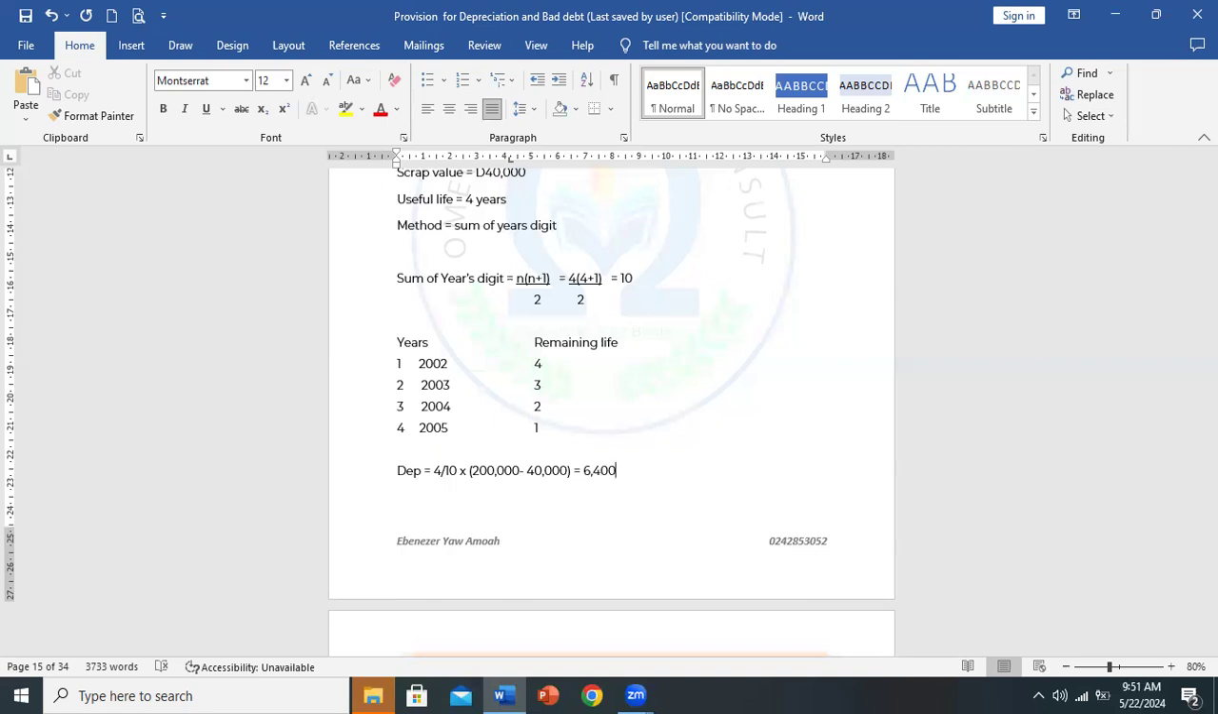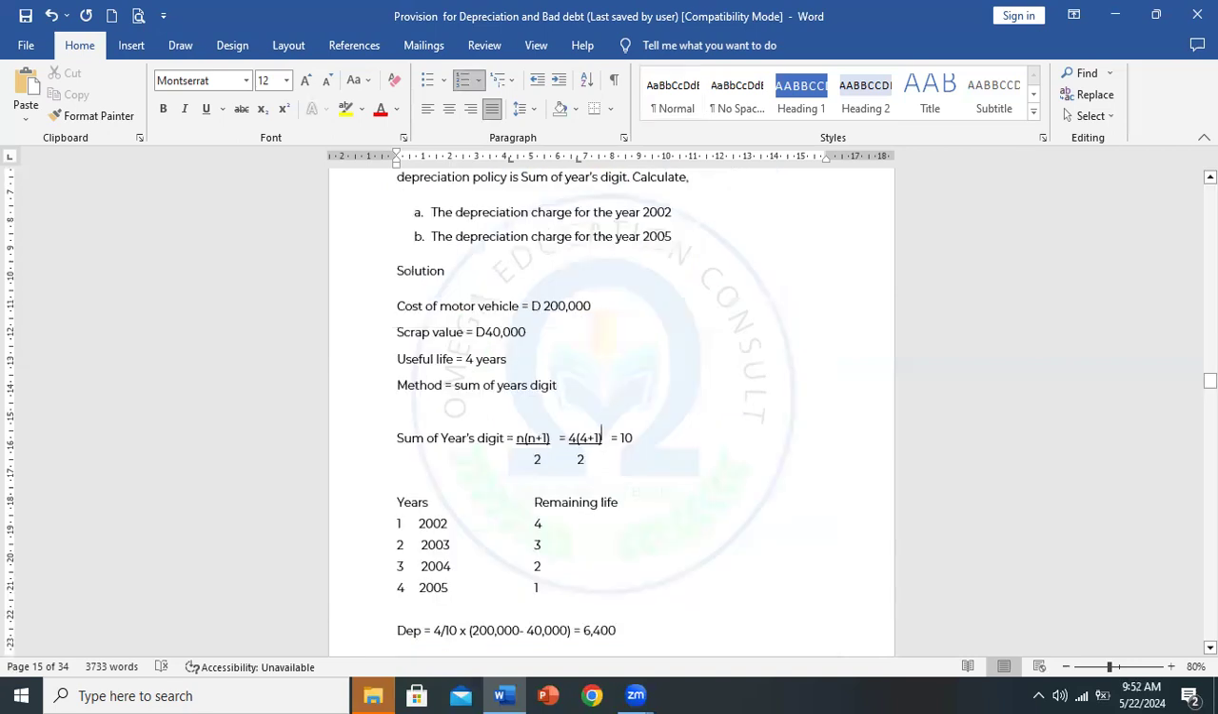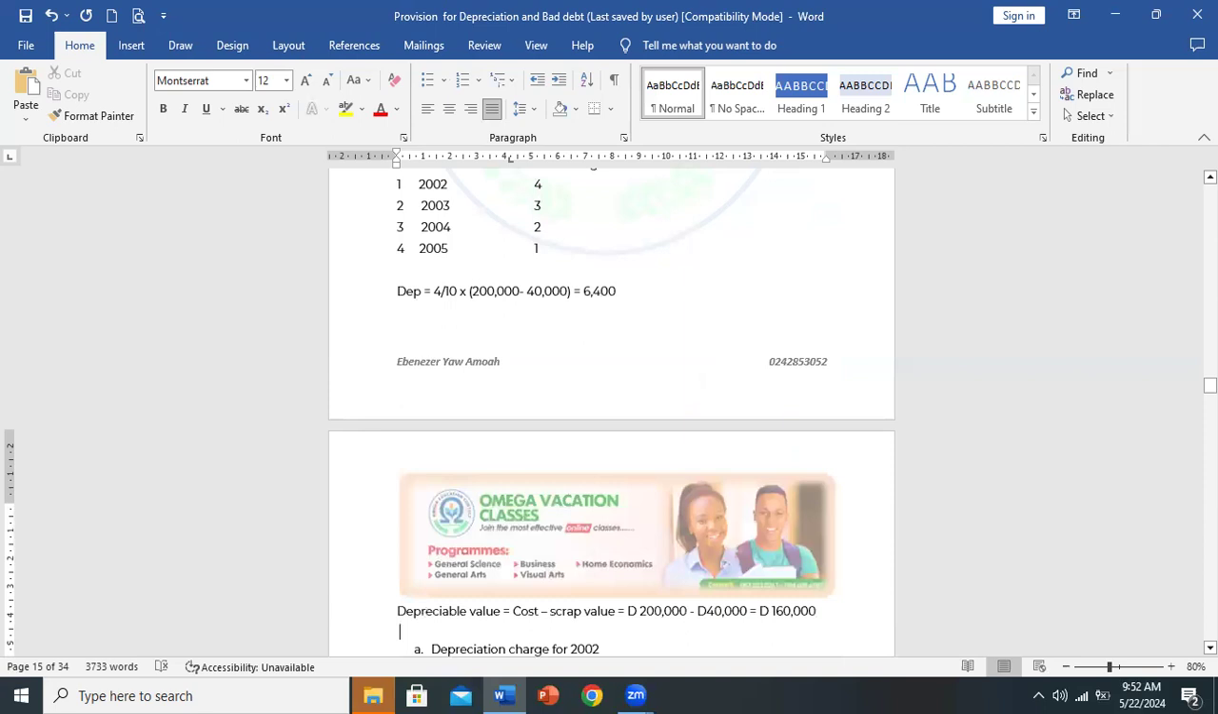Right. The second one is asking us to calculate the depreciation for 2005. So let's do that for 2005. For 2005, the depreciation is equal to, so you need the remaining life, which is 1, divided by the sum of years, 10, times the depreciable value, which is the same up there, 200,000 minus 40,000, and you are going to get, I want to believe, 160,000 times 1, you get 16,000.